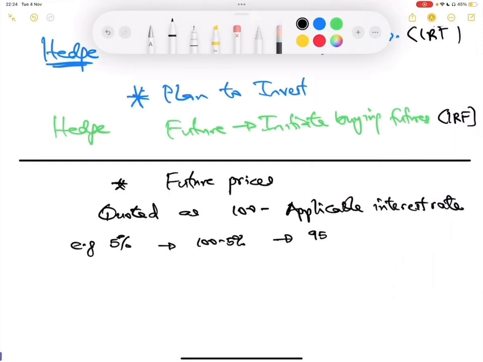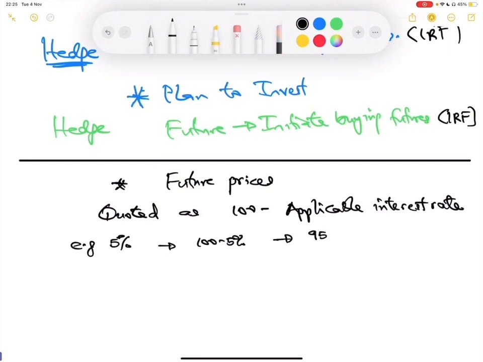Sorry, is the 95 like a basis point? No, because 95 basis points is 0.95%. Anytime you have basis points, that is divided by 100 to get percentage. So don't look at it as basis point, please. It's just a quote system for future.